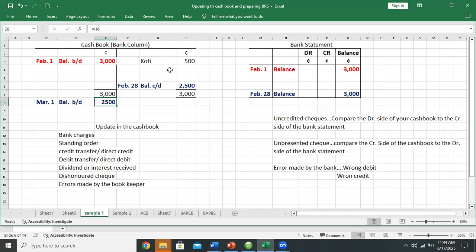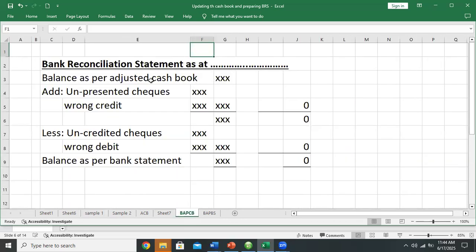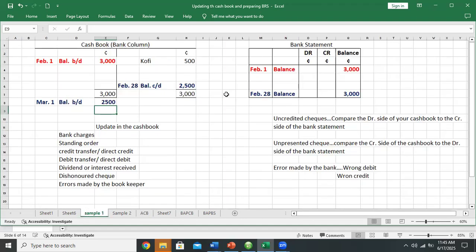If we start with the balance per the cash book, which is 2,500, you would all agree with me that we would have to add the 500, which is the unpresented check. So that is why when you start with the balance per the cash book, you add unpresented check, because that is the only way the two balances would what? Agree. Because if you add unpresented check, then you get 3,000.